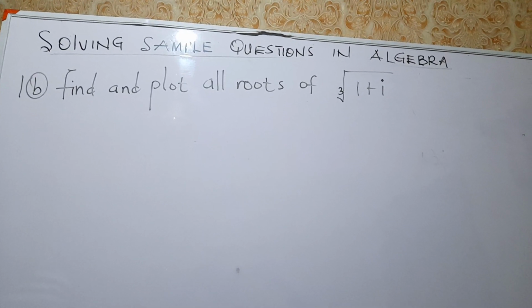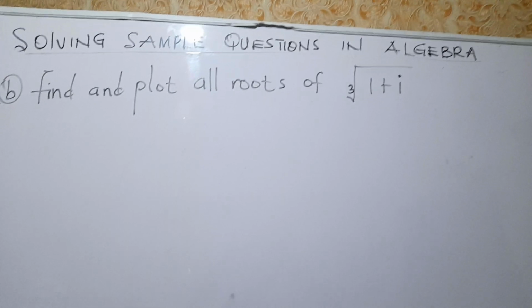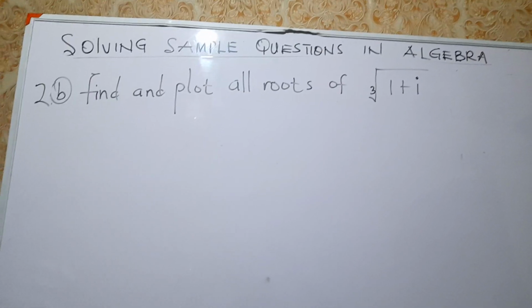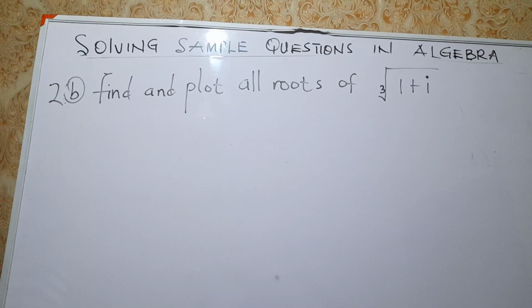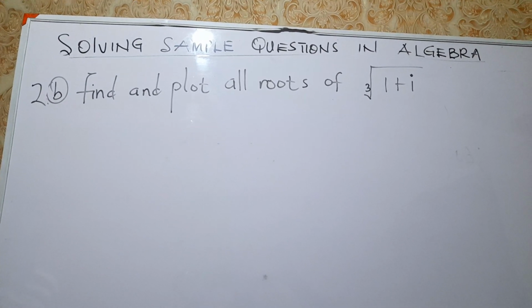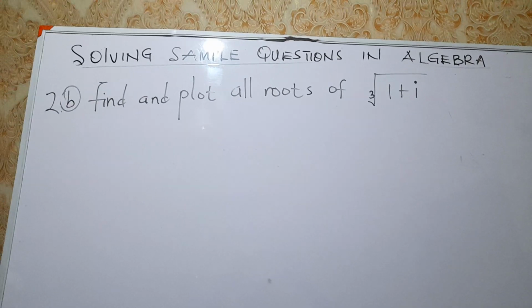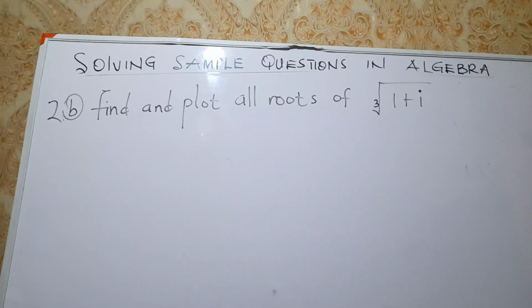So the B aspect of question 2, which is also of 10 marks, we should find and plot all the roots of the cubic root of 1 plus i. And this question is on complex numbers. And we are going to employ the knowledge of De Moivre's theorem in solving this.